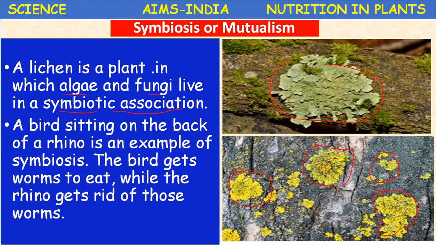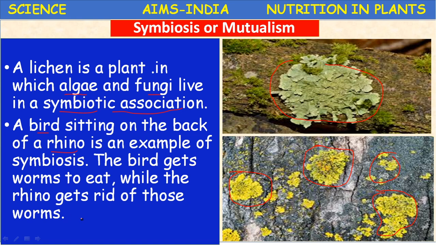A bird sitting on the back of a rhino. Another example: this is a bird sitting on a rhinoceros. It is an example of symbiosis. The bird gets some worms to eat, while the rhino gets rid of those worms.